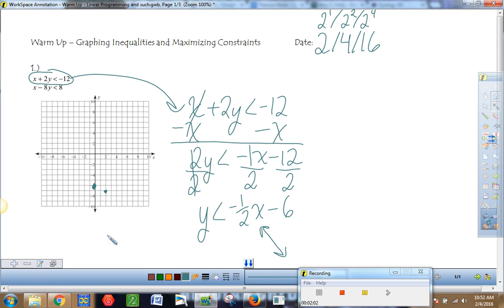And is this going to be a solid line or a dotted line? A dotted line. How do you know? Yeah, it's only less than, there's no extra line underneath there. So you can actually just keep putting the slope, and that ends up working out as your dotted line. Okay? Does that make sense? And am I going to shade above or below? Below. How do you know?